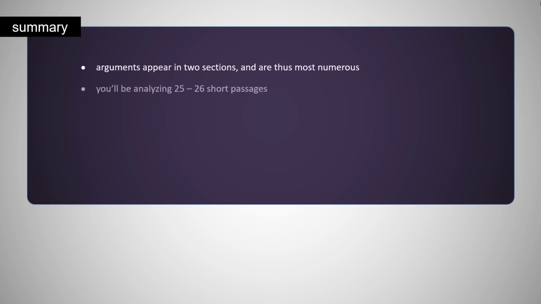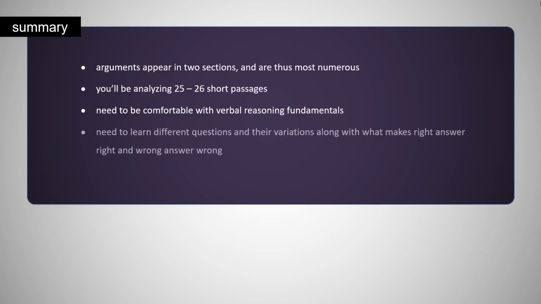All right, so a quick summary. Arguments appear in 2 sections and are thus the most numerous, so you'll be analyzing 25 to 26 short passages per section. You need to be comfortable with verbal reasoning fundamentals. You need to learn the different questions and their variations, along with what makes the right answer right and the wrong answer wrong.